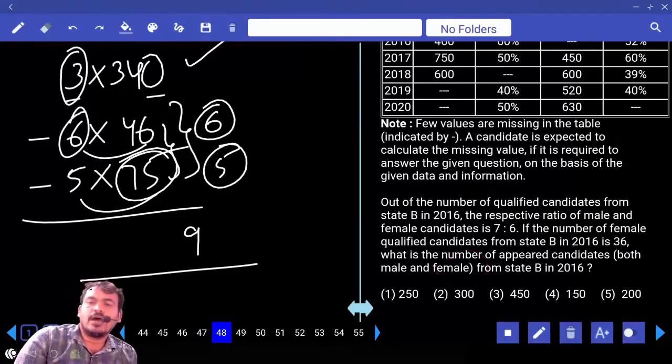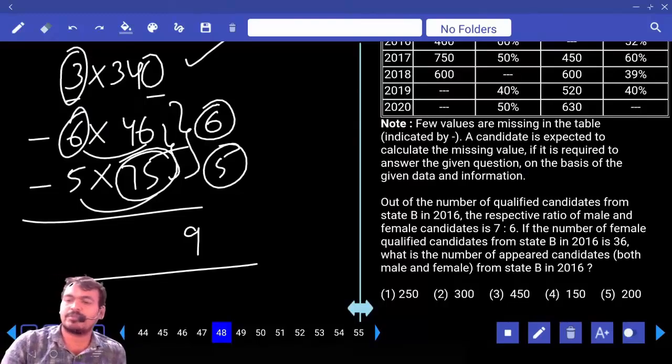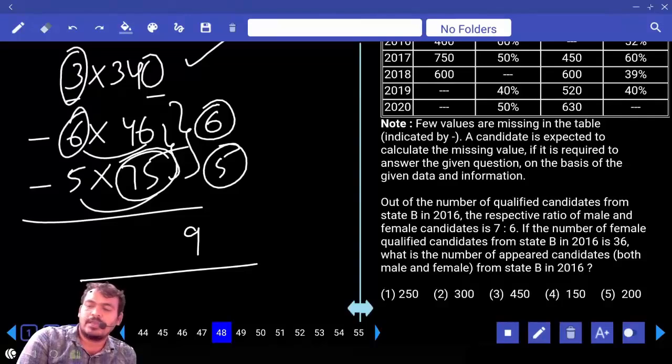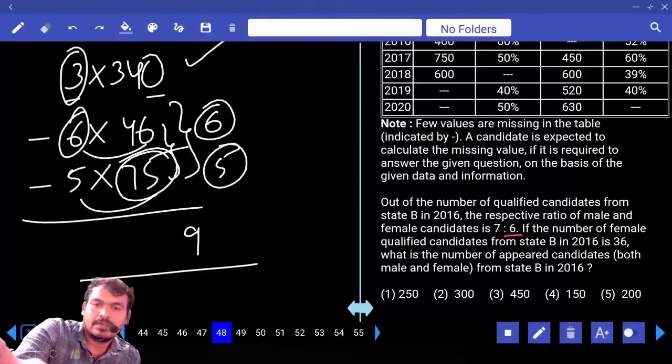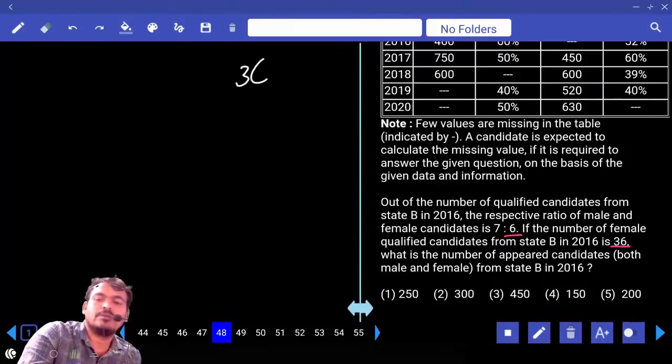Next, 48. Out of the number of qualified candidates from state B in the year 2016, the respective ratio of male and female candidates is 7:6. If the number of female qualified candidates from state B in 2016 is given, how much? 36. What is the number of appeared candidates, both male and female, in state B in the year 2016? Okay. What are the female qualified candidates? How many parts? 6 parts. In place of 6 parts, how many members are given? 36, or not? 6 parts are given how much?